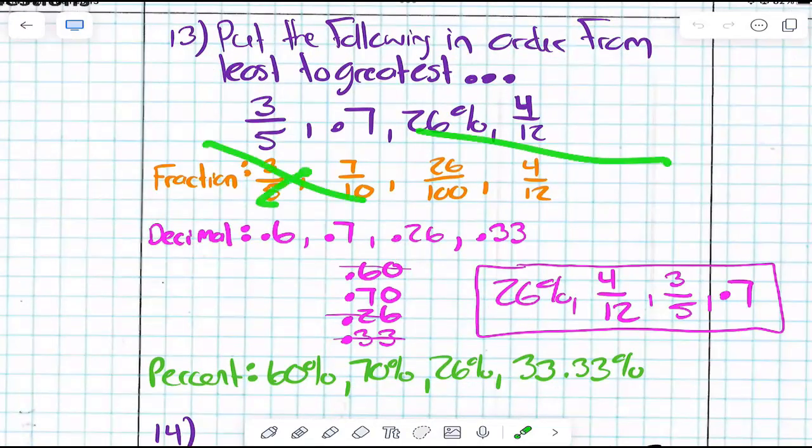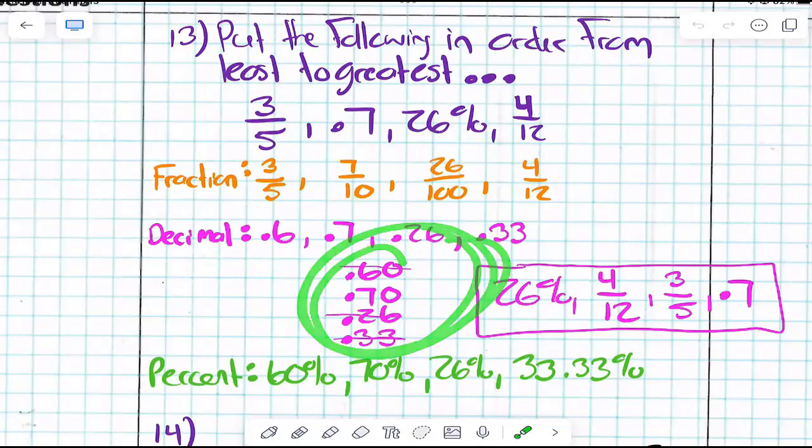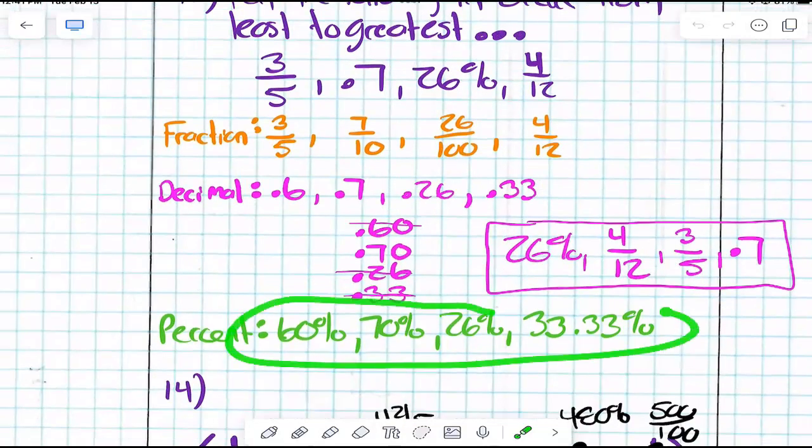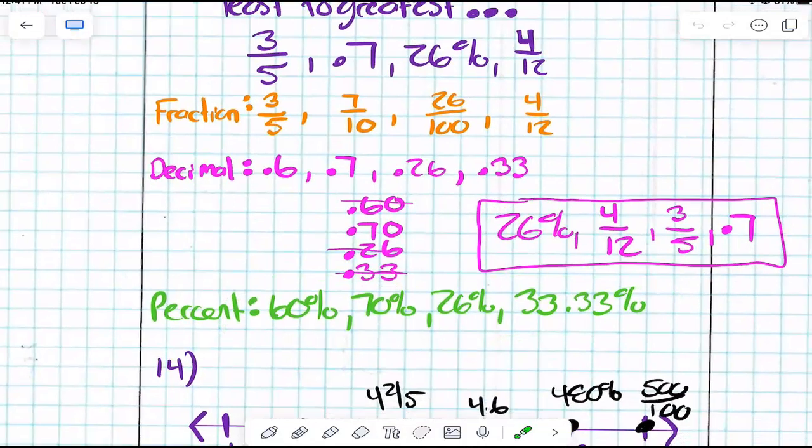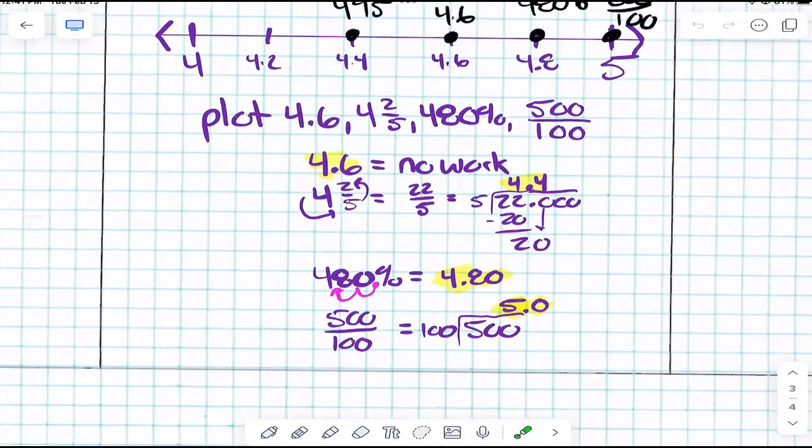So, let's just forget that, right? Can we change them into decimals? Once we change them into decimals, what did we do? Stack them. Did that make it easier? Yes. Okay. Could you change them into percents? Takes a little more work, but once you have them in percents, you probably can put them in order too, right?